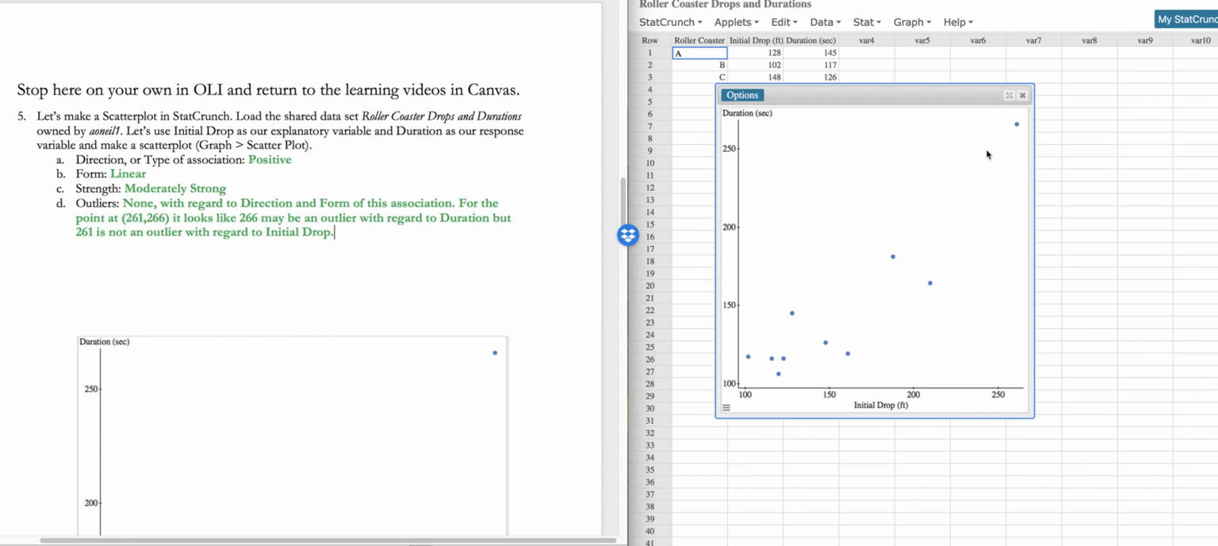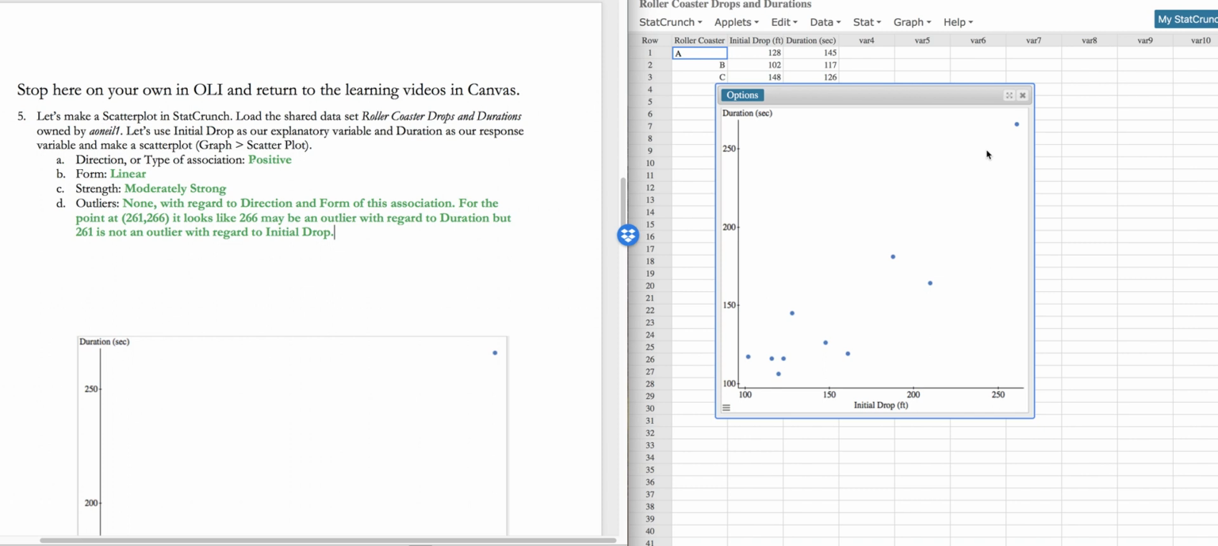Which is why for strength, I put moderately strong. I understand that right now you don't really have a lot of basis for how you're making these decisions, and it really is very subjective. We're going to do some more analysis that'll help you become a little more comfortable with those subjective decisions, but it still is all going to have some degree of subjectivity to it.